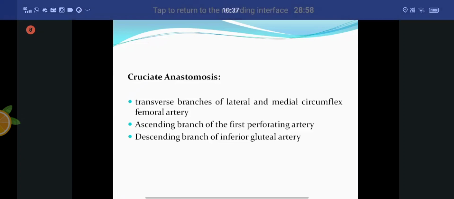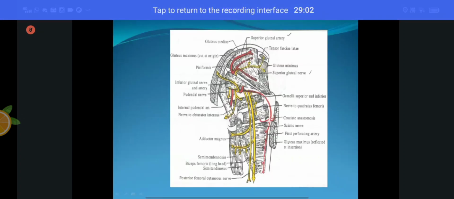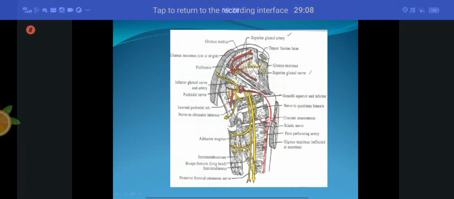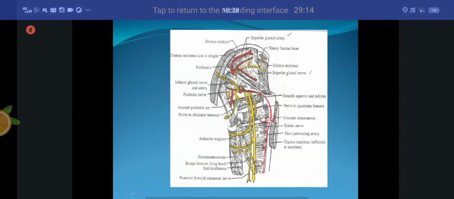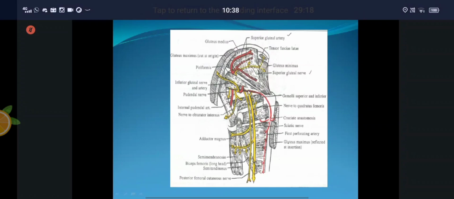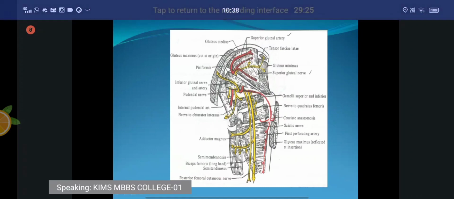So the cruciate anastomosis takes place near the ischial tuberosity. Right? So it is cross-like, and that is where the name cruciate has come from. So from above, what is the artery taking part in the anastomosis? This artery is the inferior gluteal artery. Branch from the inferior gluteal artery.